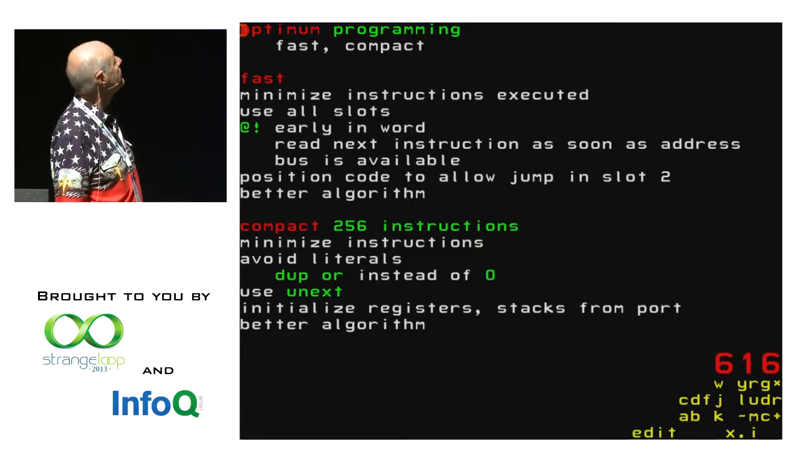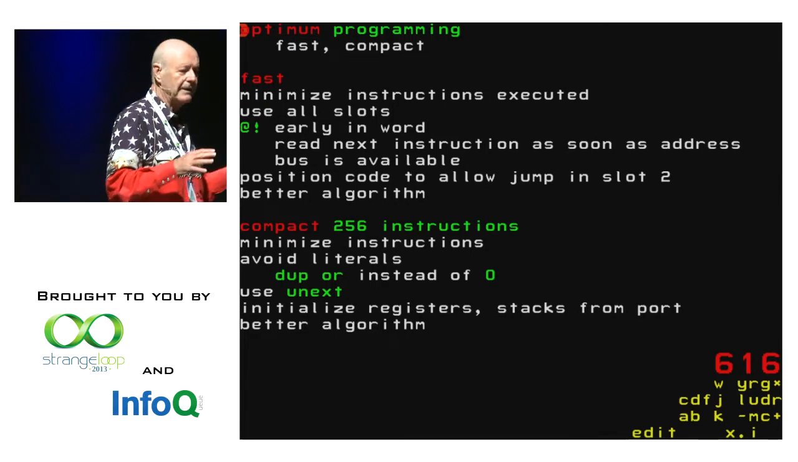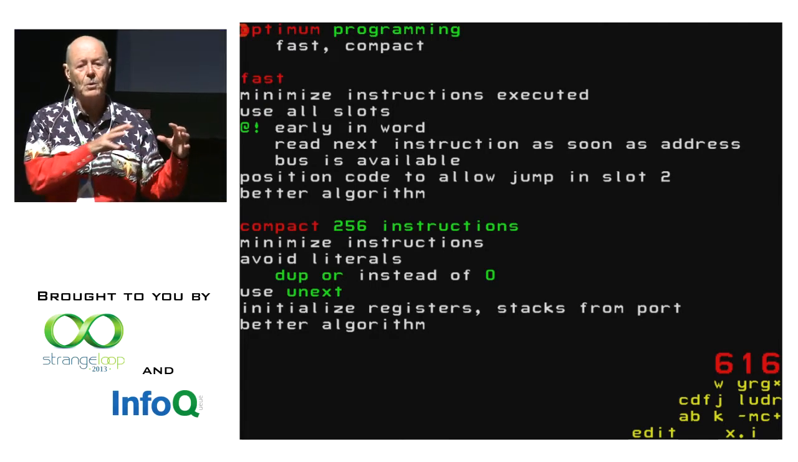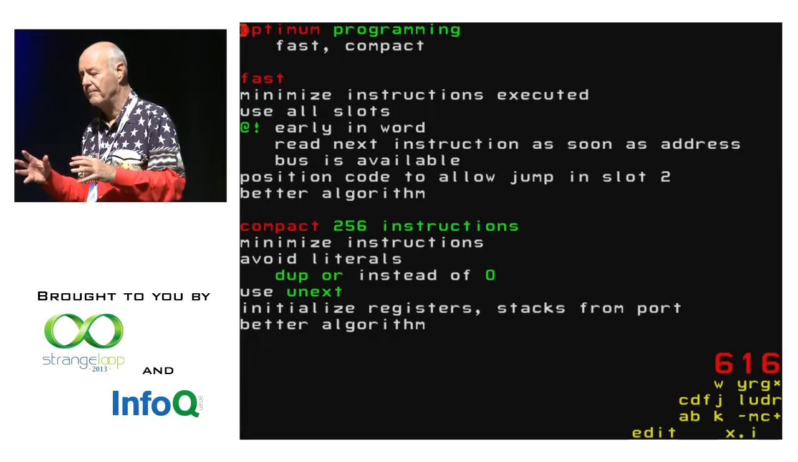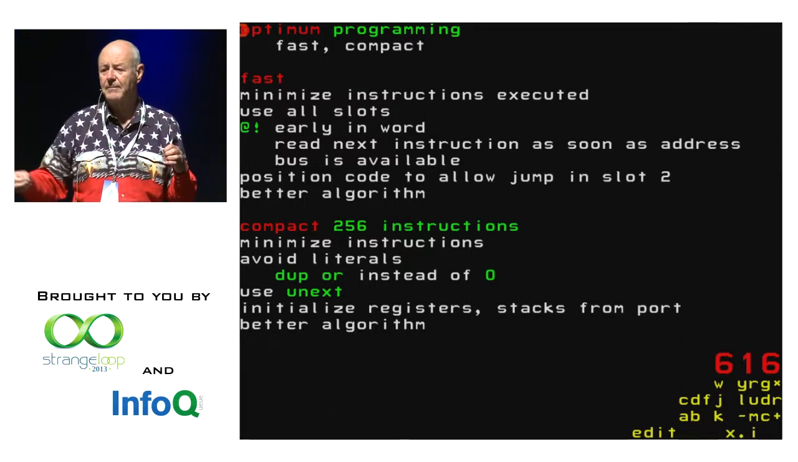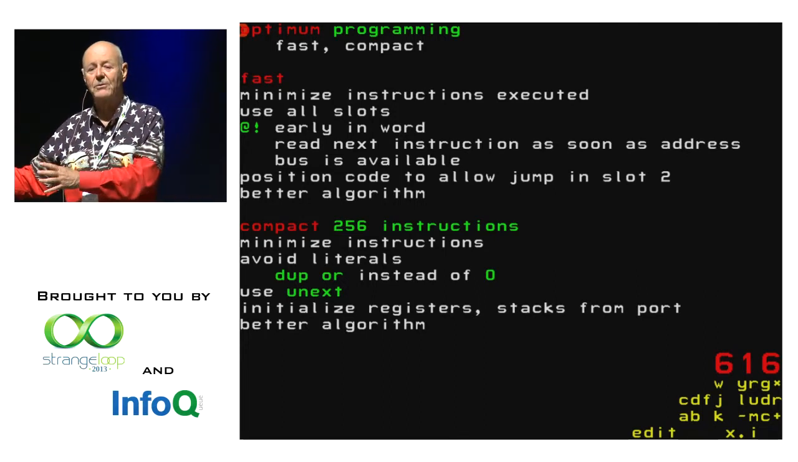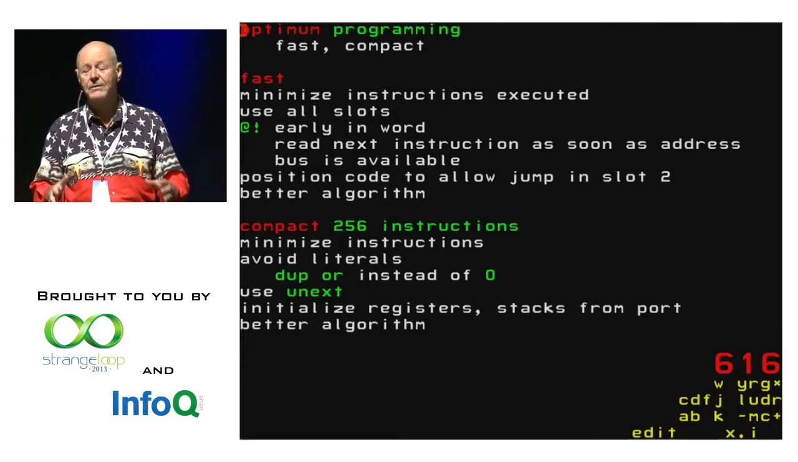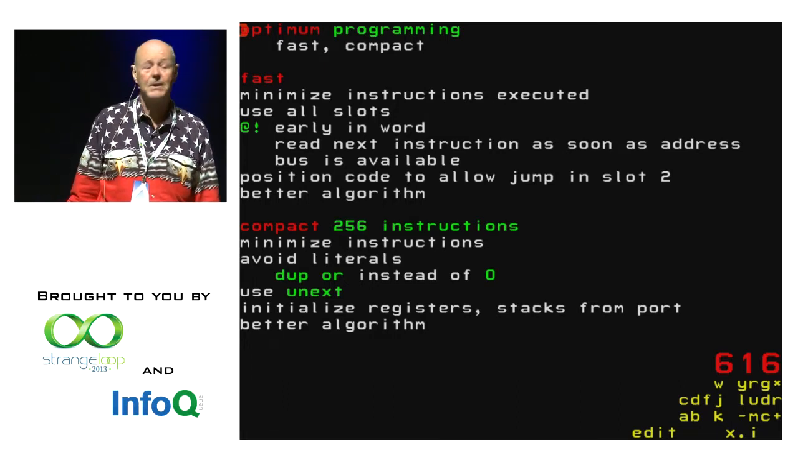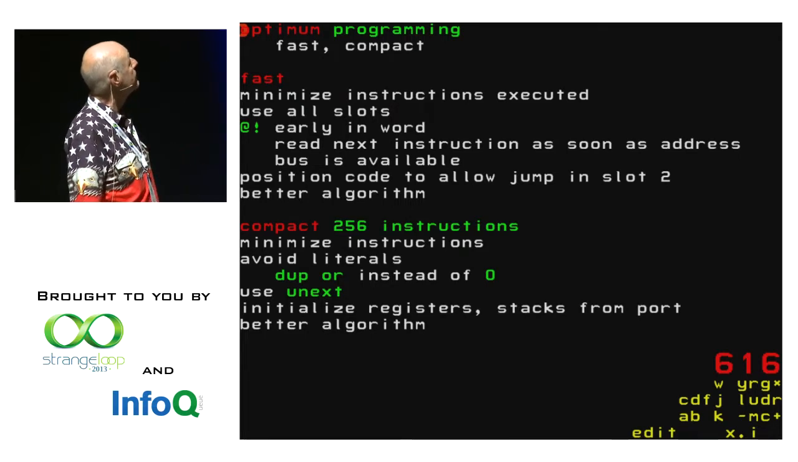Use all the slots. Fetches and stores are best put early in the word, in slots 0 or 1, instead of late in the word. Because as soon as you stop using the address bus, instruction prefetch can take place, fetching the next instruction word, so it's ready for you when you finish the current instruction word. So there's a left bias to those I/O operations.